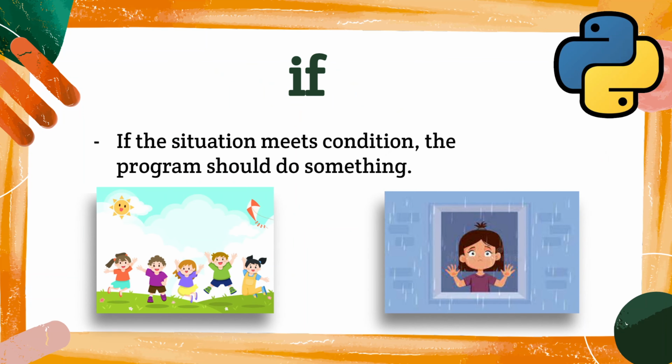In the real world, we are not able to do a certain thing if the condition is not allowed. That means we can only do something if it meets the certain criteria. For example, if it is sunny, we go out. If not, we stay at home. In programming, it also has this behavior. If the situation meets the condition, the program should do something.